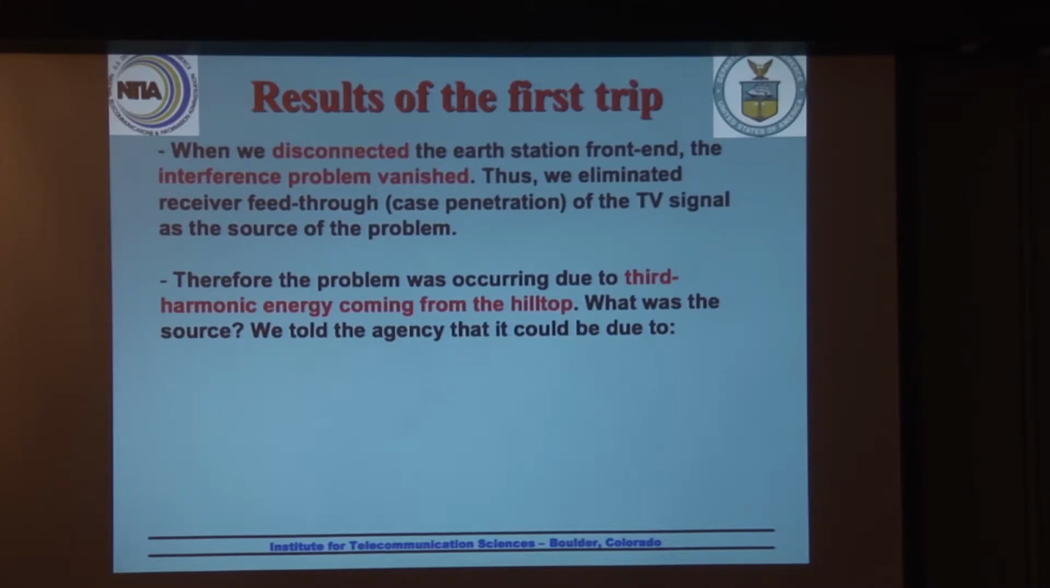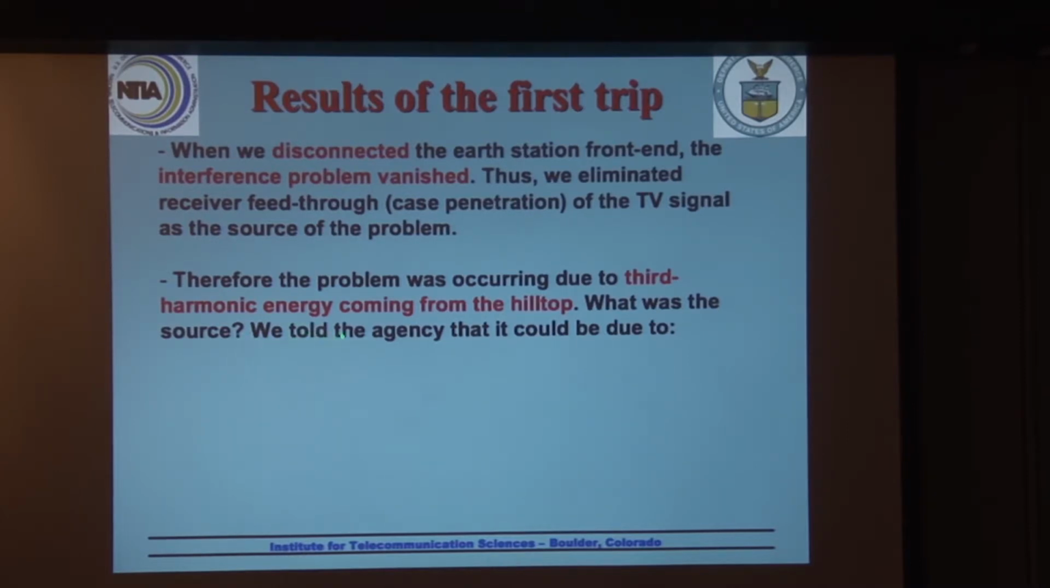So now we know it's not front-end overload, we know it's not case penetration. So now we're looking at energy that's got to be actually on the ear station's frequency that's coming in through the ear station's RF front-end. And it seems to be somehow tied to a third harmonic of this particular television station over on the hilltop. We were able to identify the television station signal due to its spectrum.